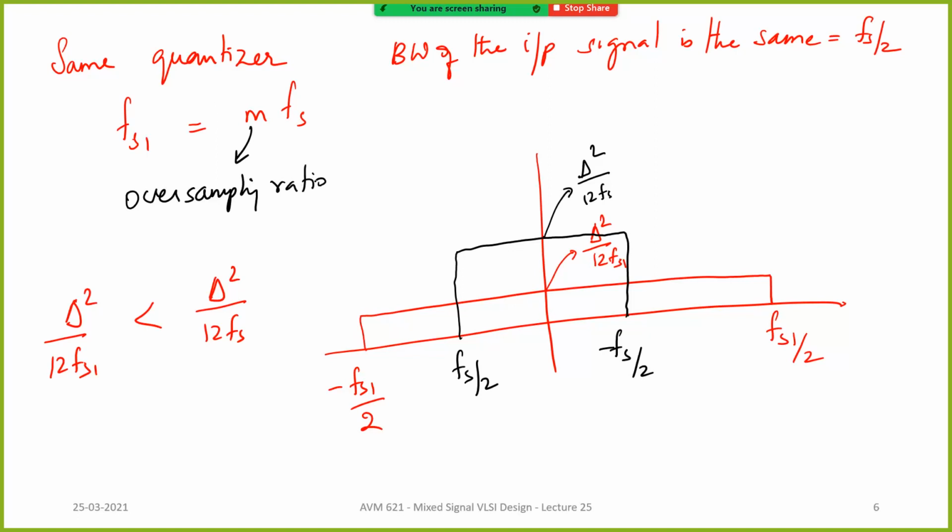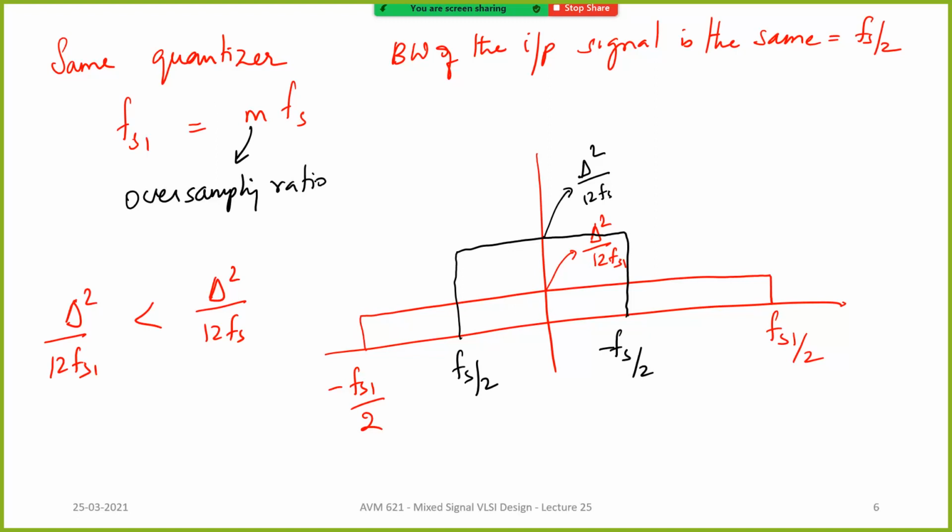By oversampling, what I have done is I have reduced the power spectral density value. Only thing is, the total amount of the noise is the same. It is still del squared by 12, right? The total integrated quantization noise power is the same. But all I have done is distribute it over a larger frequency range. Okay. Now comes the twist.